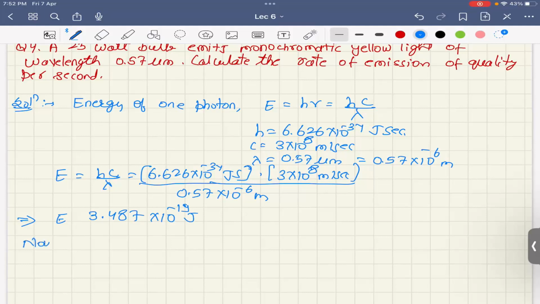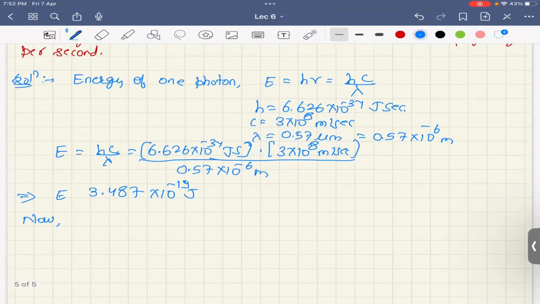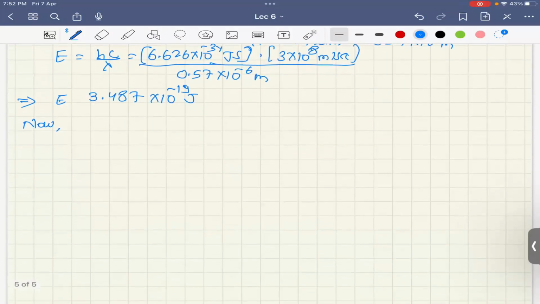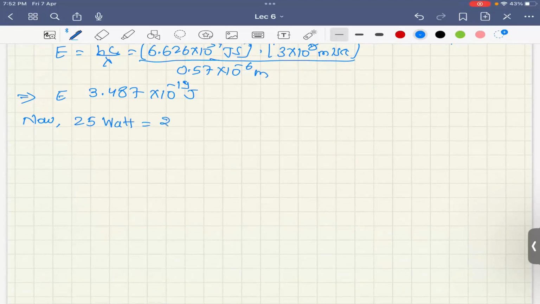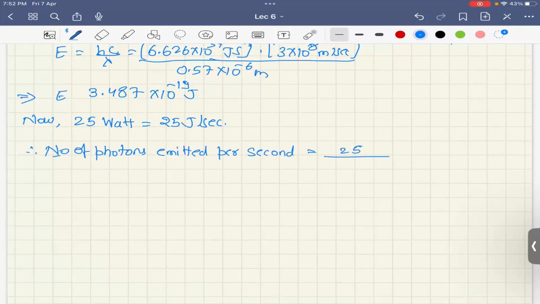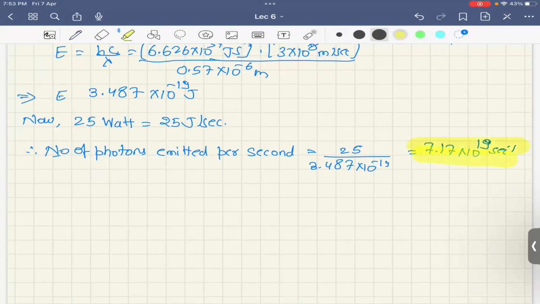So now what we have is 25 watt is nothing but 25 joule per second. Therefore, the number of photons emitted per second is going to be 25 divided by 3.487 × 10^-19, which is 7.17 × 10^19 second inverse, right? So this is the answer which you want.